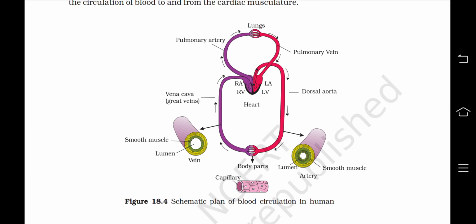And the systemic circulation is where the left ventricle passes the blood to the aorta and then to the whole body parts, and the deoxygenated blood and the harmful waste come back to the right atrium through the vena cava. So this is the systemic circulation. In short, the circulation between the heart and lungs is pulmonary circulation, and the circulation between the heart and the other body organs is systemic circulation.